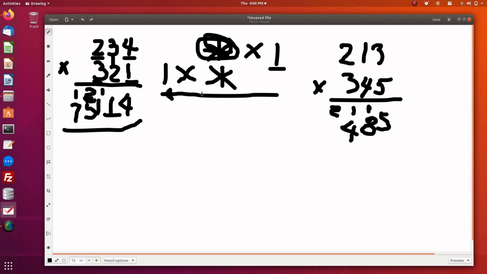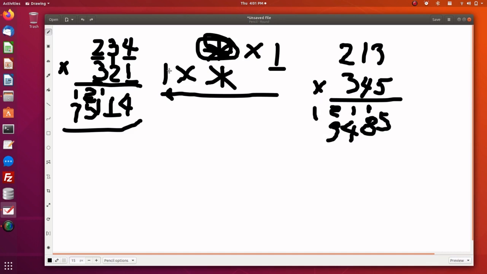Okay? So, we are now here on the second to the last part. So, let's cross multiply from this side. So, 2 times 4 will give us 8. Then, 3 times 1 is 3. And therefore, 3 plus 8 is 11. But we have 2 here. So, that will give us 13. So, 3 and then carry 1.